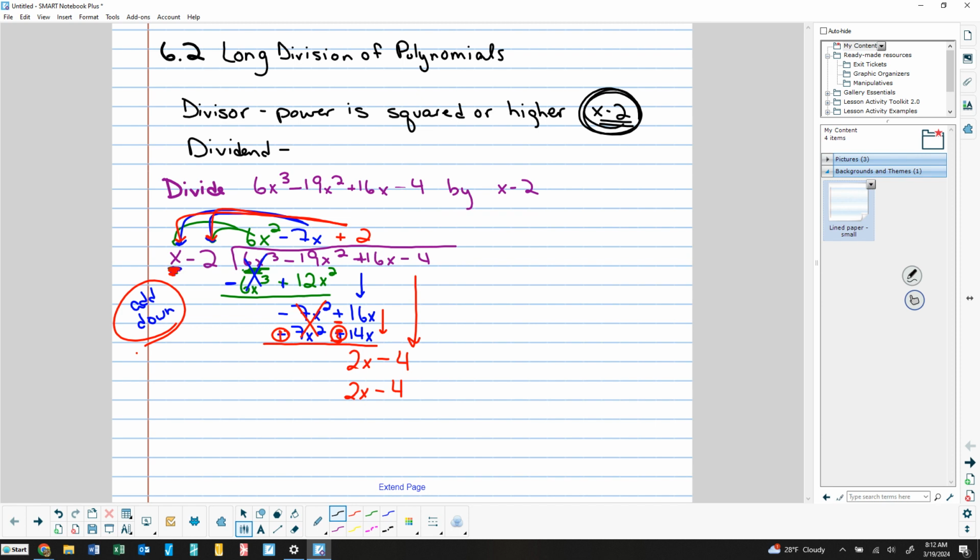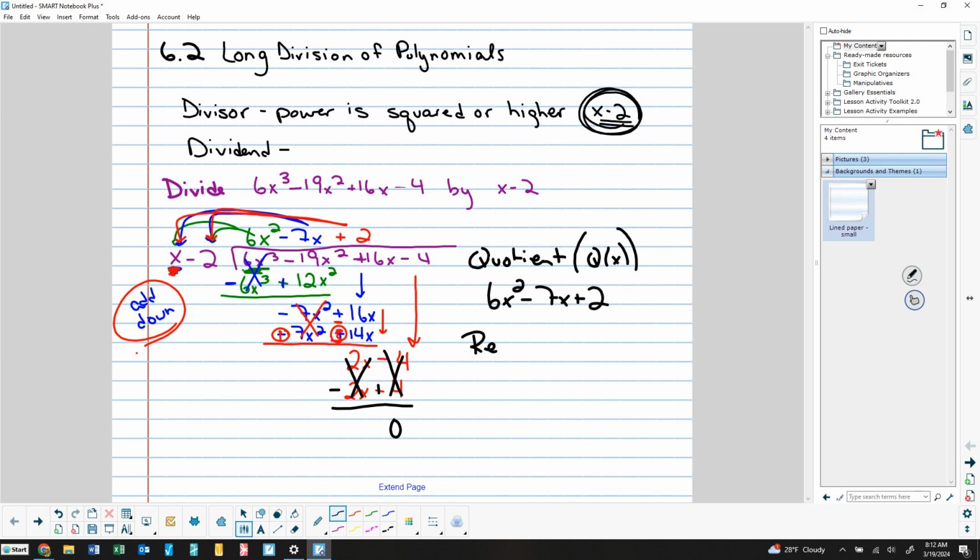And then I'll go back to black and change both signs. And when I add down, these will cancel and these will cancel, leaving me 0. And there's nothing else to bring down here. So your quotient, or Q of x, I know Varsity will refer to it as that, is 6x squared minus 7x plus 2.